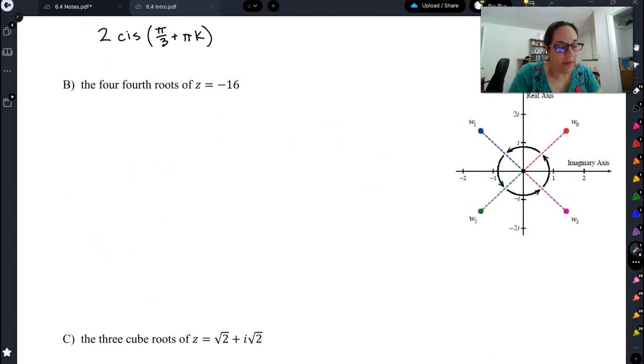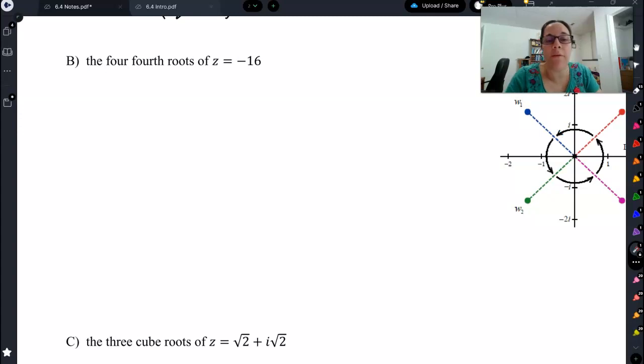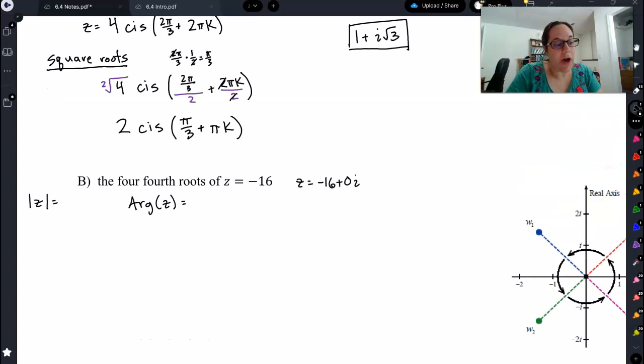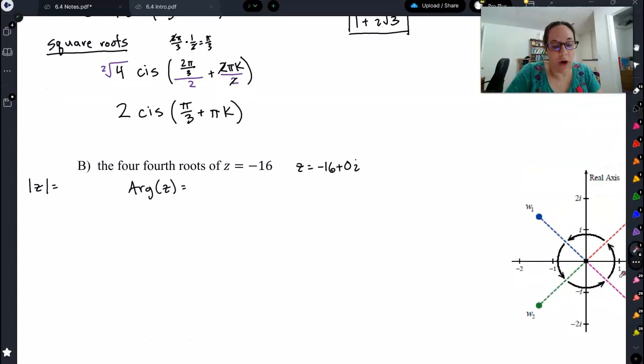Let's try another one. This time we're going to find the 4th roots. Now this is z equals negative 16. So we could also write that as negative 16 plus 0i. So to start you off, same thing. Find the modulus and the argument of this complex number so you can write it out in polar form. Then I want you to go one step farther. Try performing the rule on your own this time.